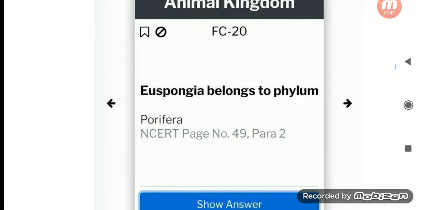Euspongia belongs to the phylum Porifera.